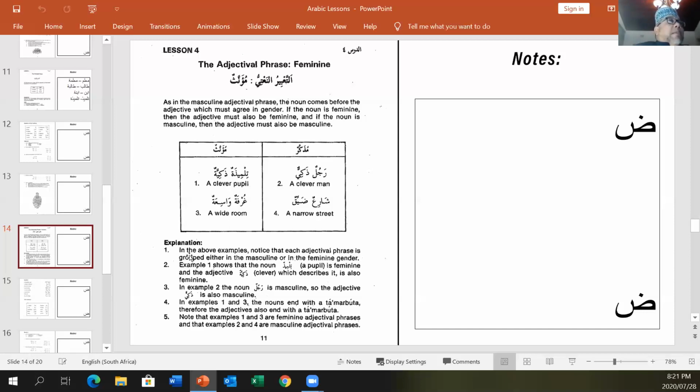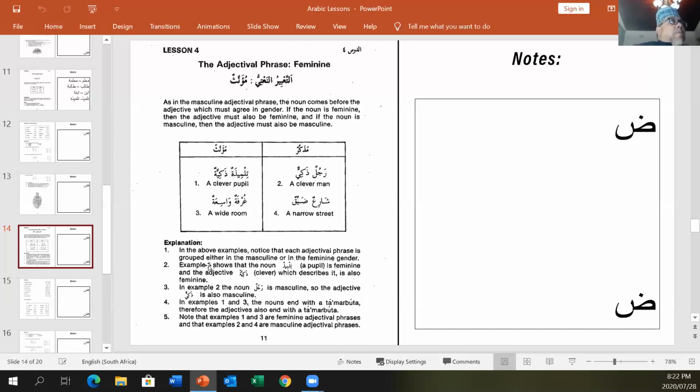Now we explain it, say in the above examples, notice that each adjectival phrase is grouped either in masculine or feminine gender. And that is very, very important. You'll never find in a sentence that if the noun is masculine, the adjective qualifying that noun will not also be masculine, and vice versa when it's feminine, they will always agree in pattern.